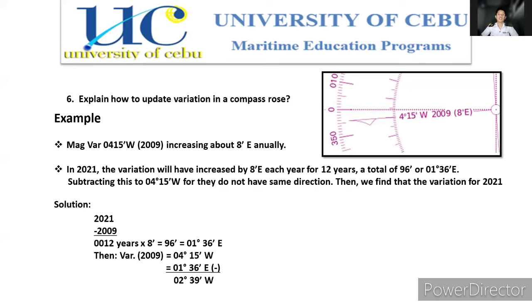Since our variation of 2009 does not have the same direction as our updated variation of 2021, we will subtract them. So 4 degrees 15 minutes west of 2009 subtracted by 1 degree 36 minutes east, we have 2 degrees 39 minutes west. And our updated variation for the year 2021 is 2 degrees 39 minutes west.